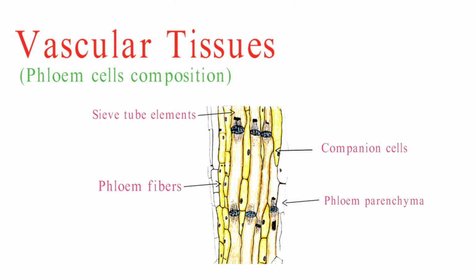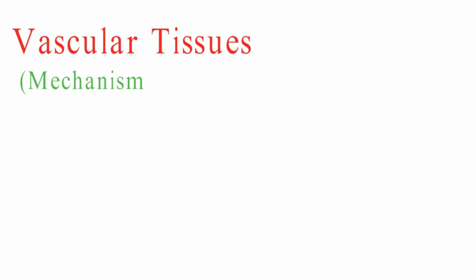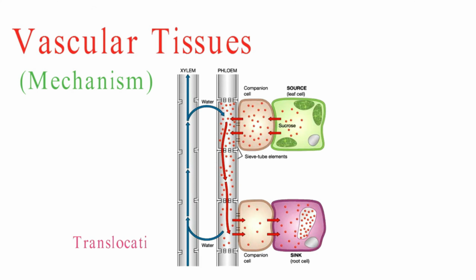These various components of phloem work in harmony to transport sugars and other organic compounds efficiently throughout the plant. Phloem functions through a process called translocation, where sugars are actively transported from source to sink tissues. This happens thanks to the pressure flow mechanism, with companion cells supporting the metabolic functions of sieve tube elements.